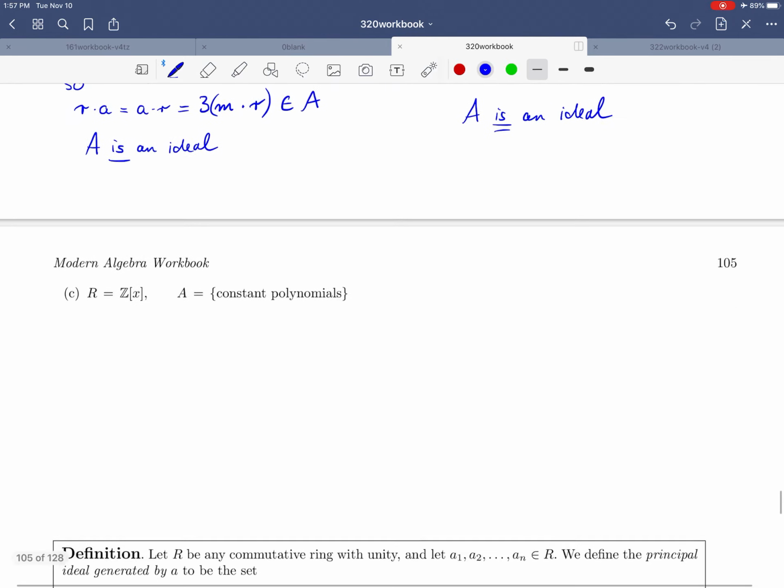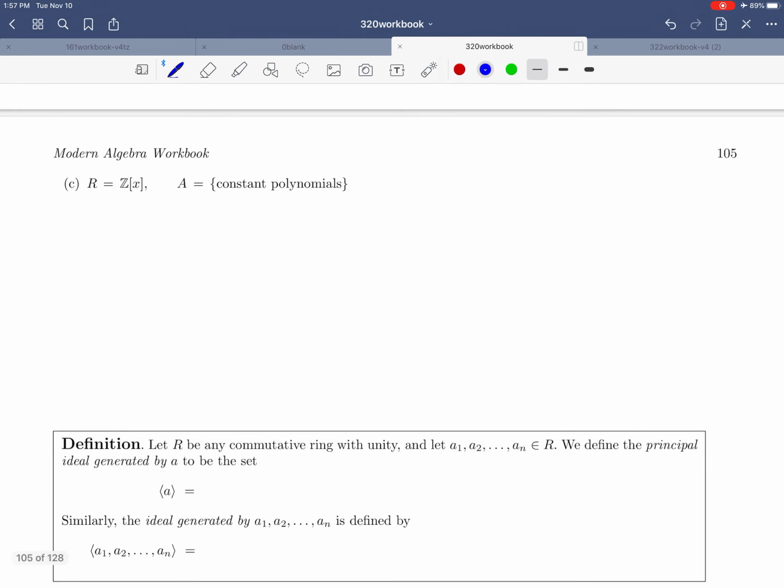Okay, one more part. Let's look at C here. Now our ring is Z adjoin X, those are polynomials with integer coefficients. And A are constant polynomials. What's in there? Well, it's constant polynomials, but the constants have to be integers. So that's actually our integers. We can enumerate them: starting at -3, -2, -1, 0, 1, 2, 3, and so on.